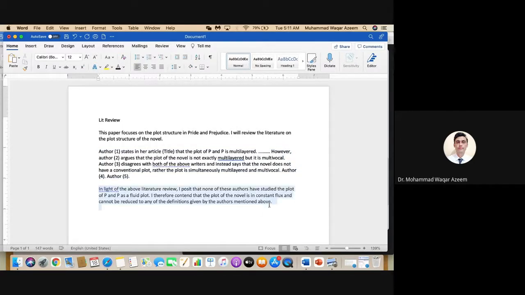And this part is called, let me write it over here because this is going to be very important for you, research gap. Now, you reviewed the existing research, and you noticed that in the available published research, there is one perspective about plot structure which has not been studied previously. And you, as a researcher, are going to fill that gap. You don't have to use exactly the same language I have used, but you have to say something of a similar kind. So I said that in light of the above literature review, I posited that none of these authors have studied the plot of Pride and Prejudice as a fluid plot. You might have noticed the word fluid is nowhere used.